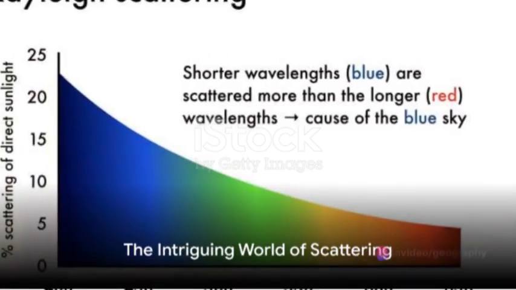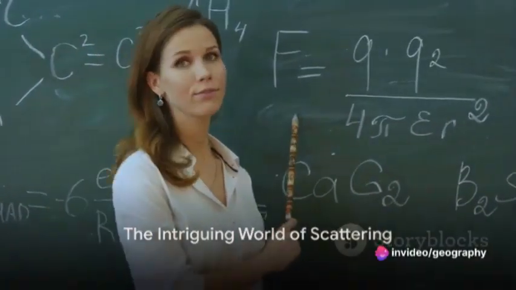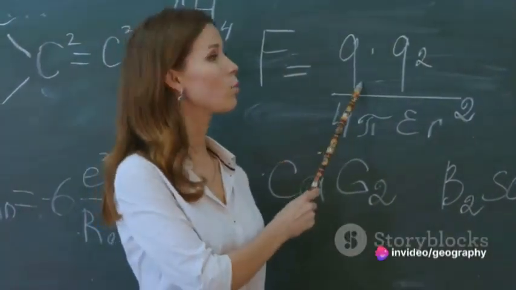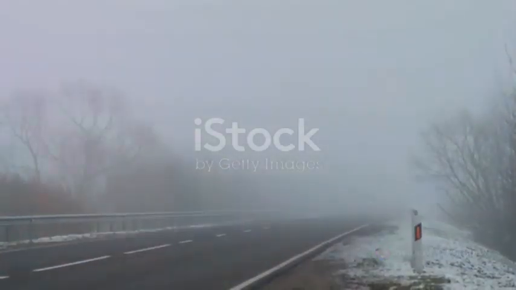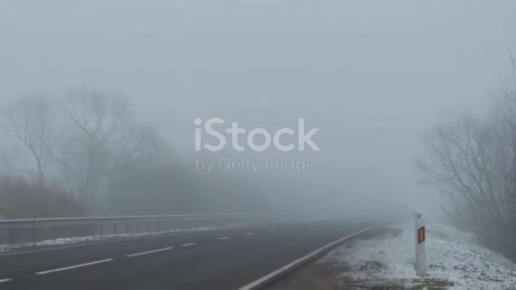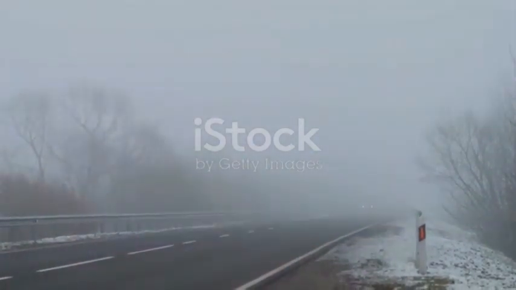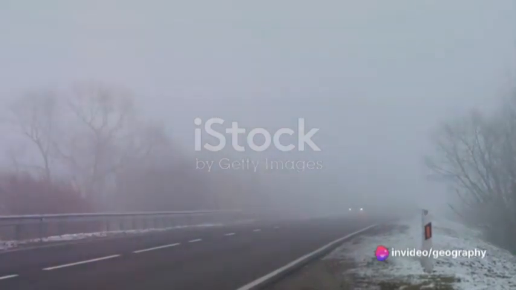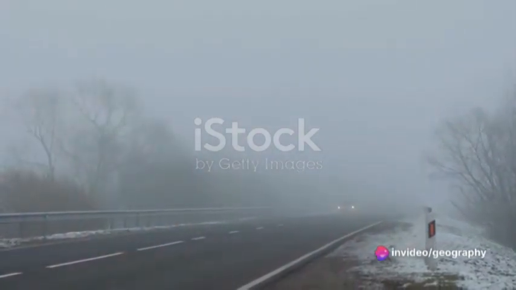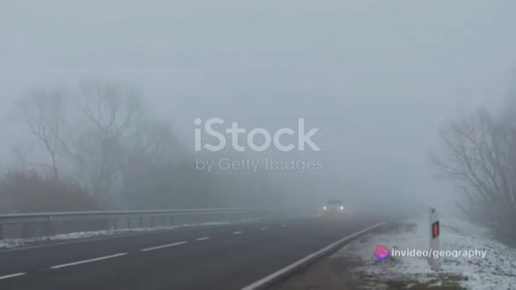Ever wondered why the sky appears blue or why clouds are white? It all boils down to a fascinating natural phenomenon known as scattering. At the heart of these everyday marvels is scattering, a process where light or other forms of radiation spread out in different directions as they encounter particles in their path. It's like a cosmic dance where light particles or photons pirouette and twirl, bouncing off atoms and molecules.